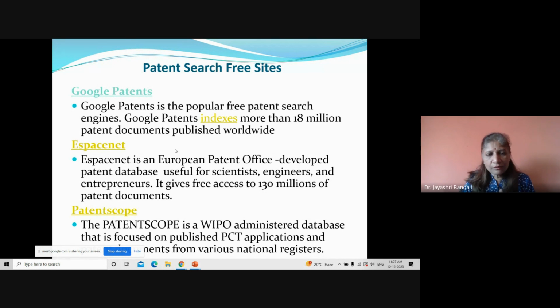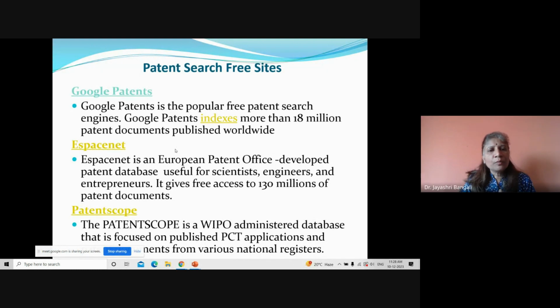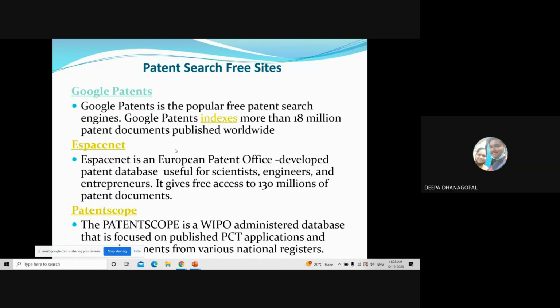Can you repeat the question? WIPO. World Intellectual Property Organization. I have explained this in the first slide itself. Yes, ma'am, but here it is given in short, that's why I asked, ma'am.